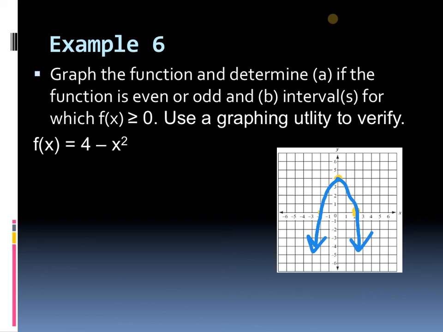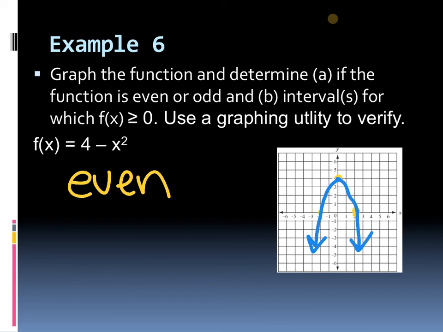So question is it even, odd, or neither? Your answer is what? Is that symmetric to the y-axis? It'd be even. It's even, yes. Is it odd? No, because it can be both, right? Like a circle is going to be all of it, right?